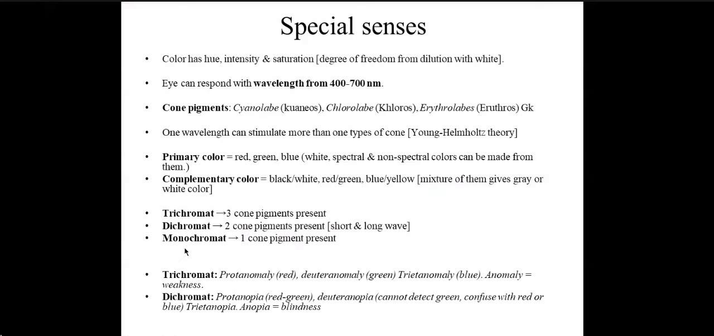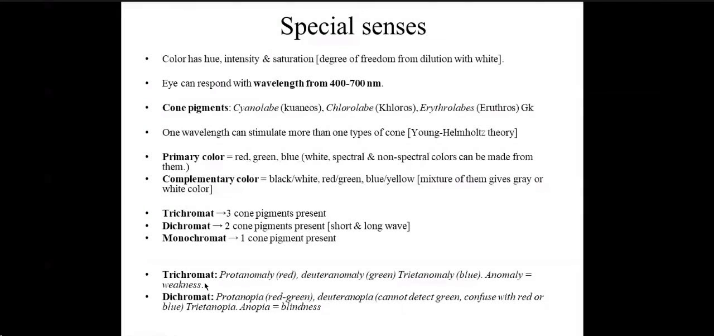Now there are three types of people: trichromat, dichromat, monochromat. In trichromats, three cone pigments are present. In dichromats, two cone pigments are present. Short and long wavelength pigments are present, but the medium wavelength color pigment is not present. And in monochromats only one cone pigment is present. We are all trichromats, but we may be normal, or we may be color weak.